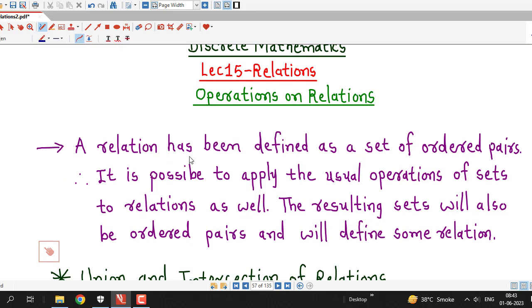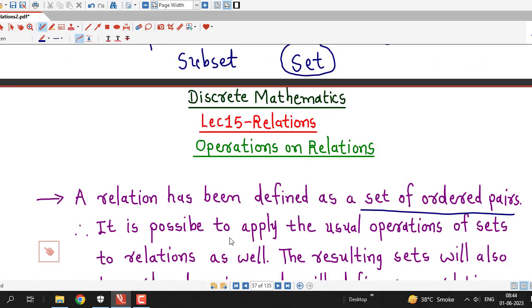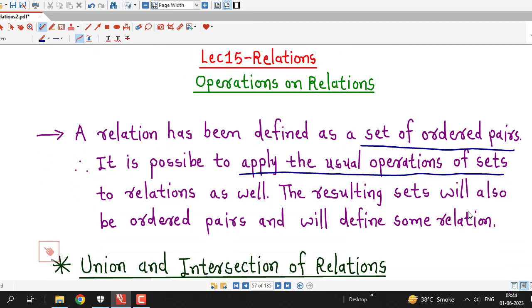As I discussed, a relation has been defined as a set of ordered pairs because it is a subset of a Cartesian product. Members of the relation are ordered pairs (x, y), where x comes from the first set and y comes from the second set. Therefore, it is possible to apply the usual operations of sets to relations as well. The resulting sets will also be sets of ordered pairs and will define some relation.